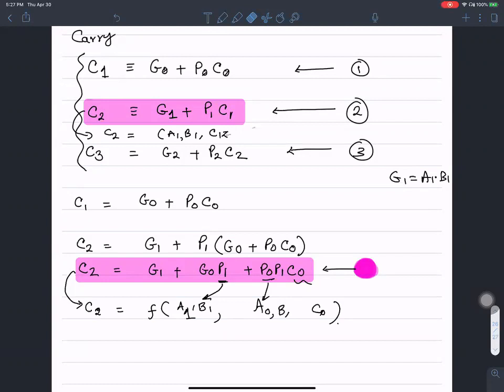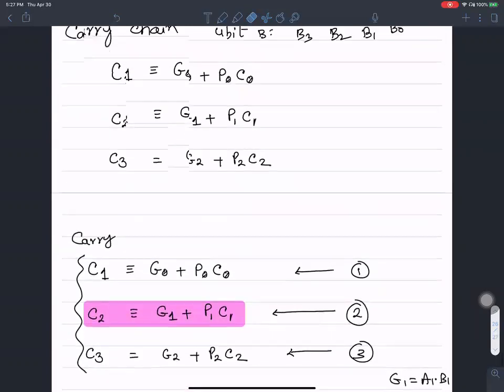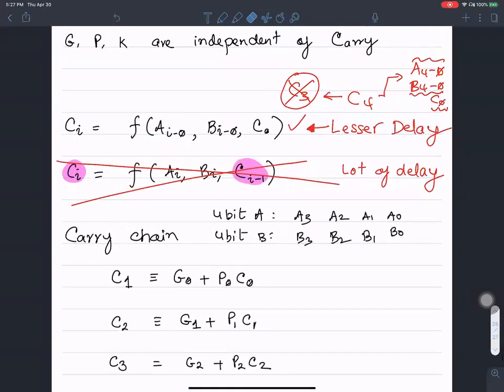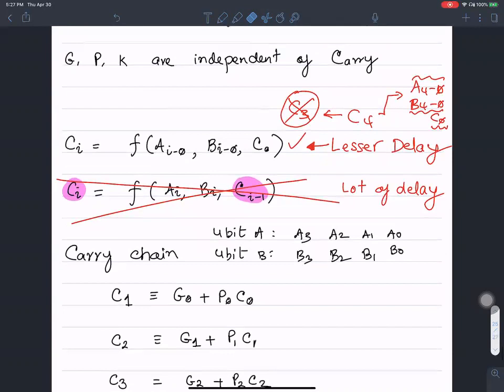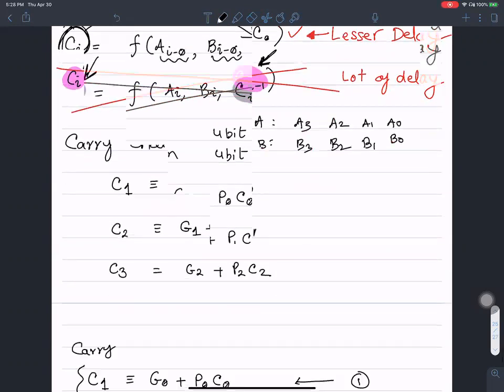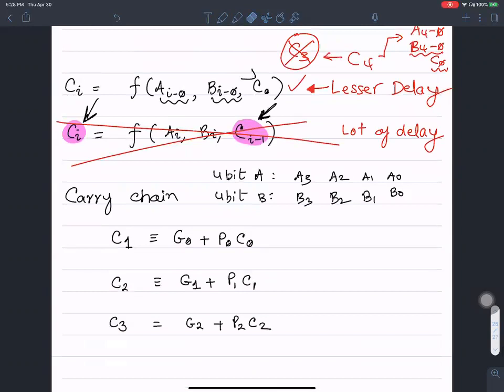So I'm breaking this dependence. If you go back to the discussion I made a minute ago, I said I wanted to break this dependence. Ci depending on Ci minus 1 is a bad thing. I don't want that. I want Ci to be dependent on C0 only, and Ai through A0, Bi through B0. That's exactly what is happening. As a matter of fact, why don't I copy this, just so you can see what exactly I'm talking about.